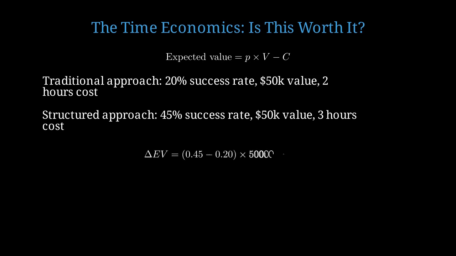The expected value gain is 0.45 minus 0.2 times 50,000, which equals $12,500. Even if your hourly rate is $200, investing an extra hour is worth $25,000 in expected value. The math is compelling.